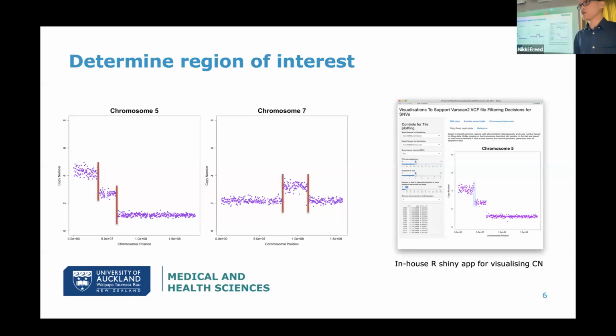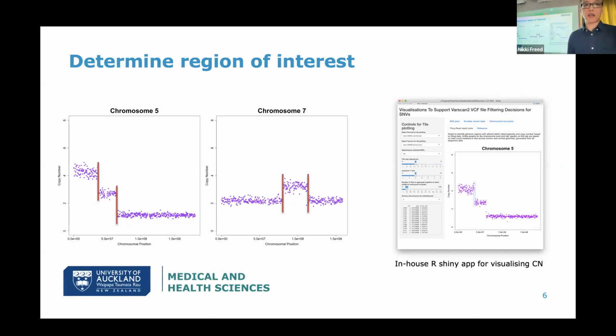However, we now need to decide the regions that we want to target. Our targets are based on copy number change. So what we did is make an in-house web application where we can interrogate the copy number of each chromosome, manually identify and select the region that we're interested in, and it will then output the genomic coordinates that we can use for adaptive sampling.